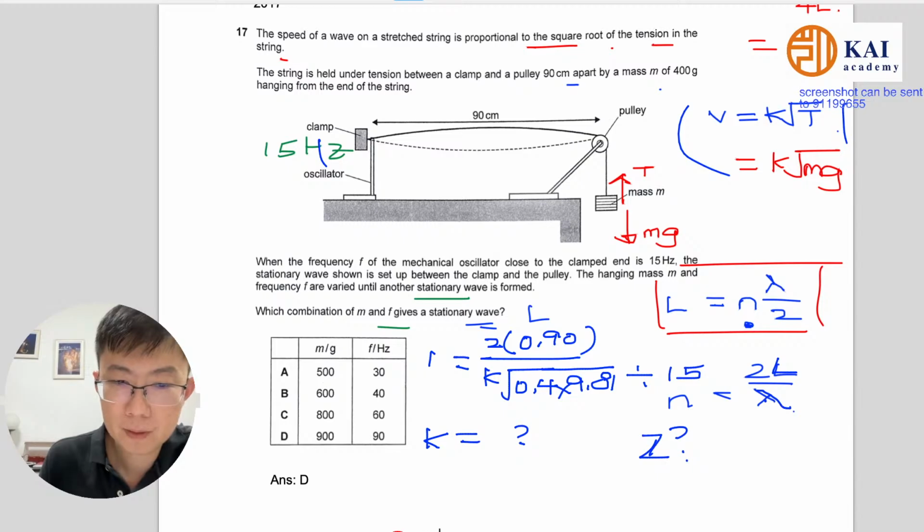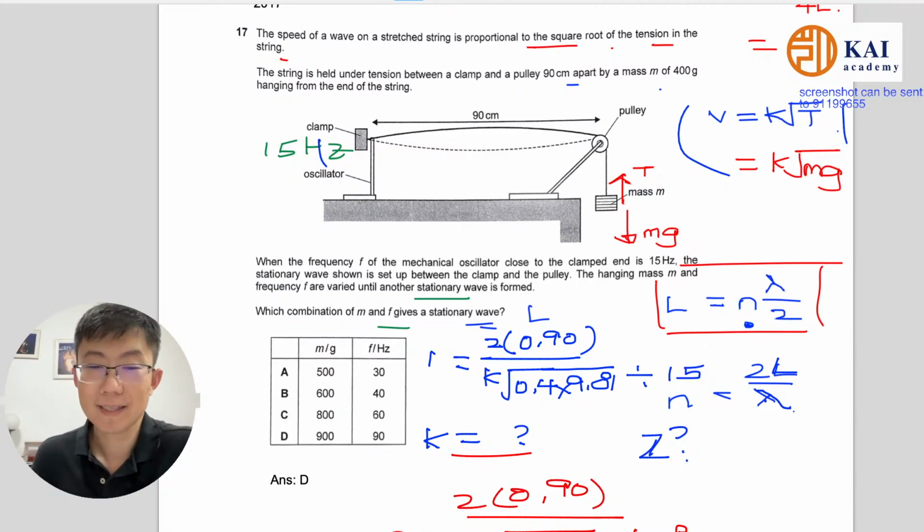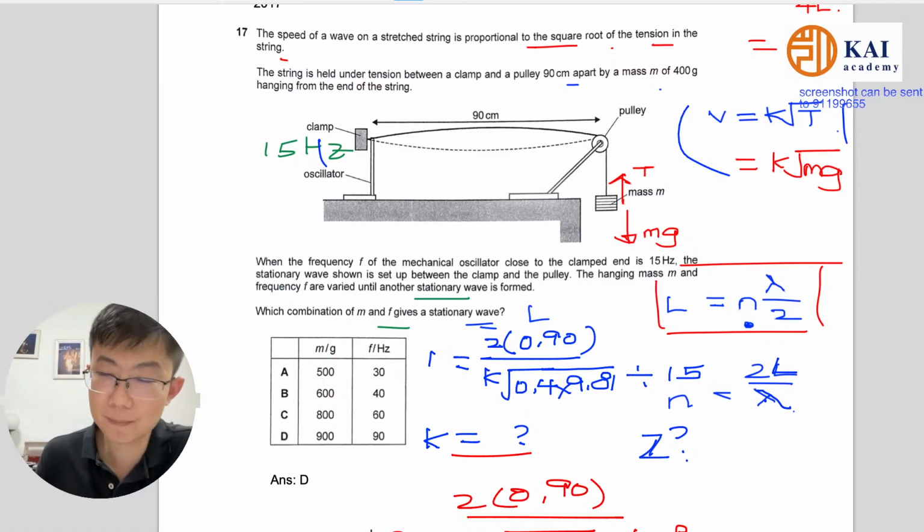So n equals 2. The length of the string is fixed. You have already found k. You have to try different values of m here, times 9.81, and then divide by the frequency, which is also variable. So there are two variables here. Try the different values of m and different values of f until you find the option that gives you an integer value.